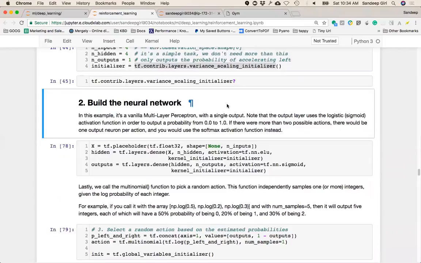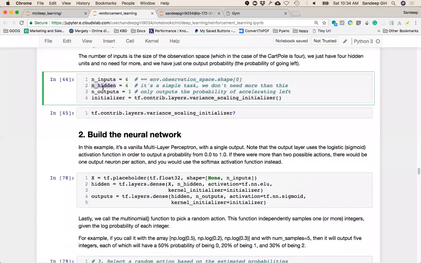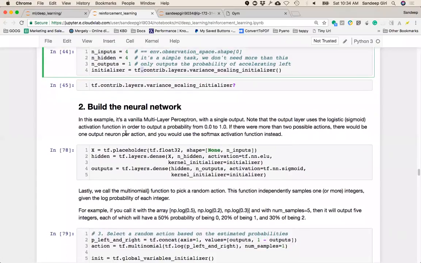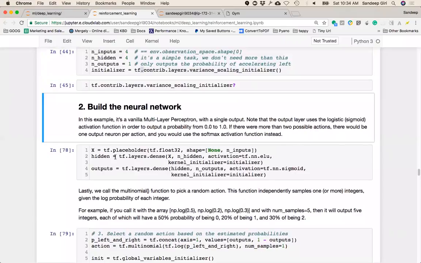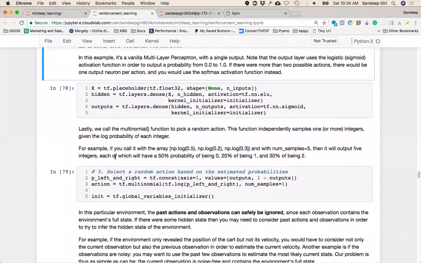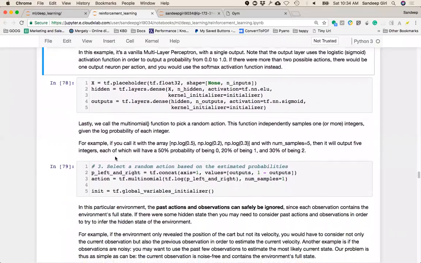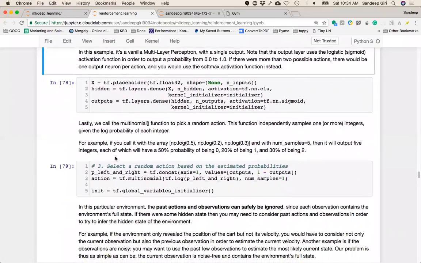All right, should we move ahead? Great. So for initializing the weights of these hidden neurons, we are using this initializer. Now, in this example, it's a vanilla multi-layer perceptron with a single output. The single output is going to use the sigmoid, the logistic function.